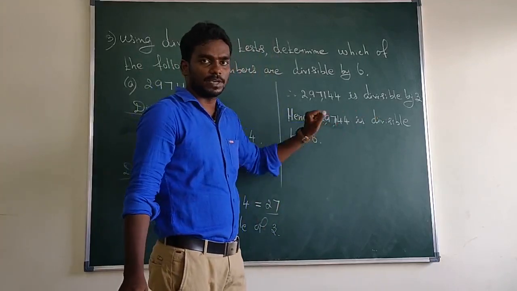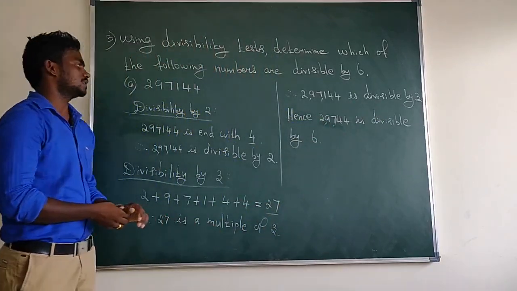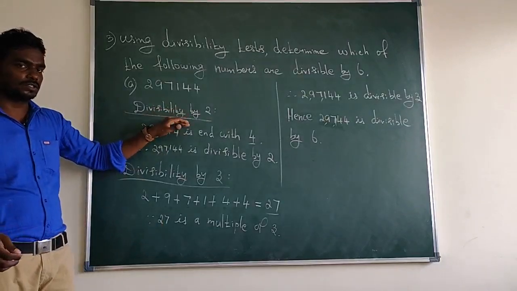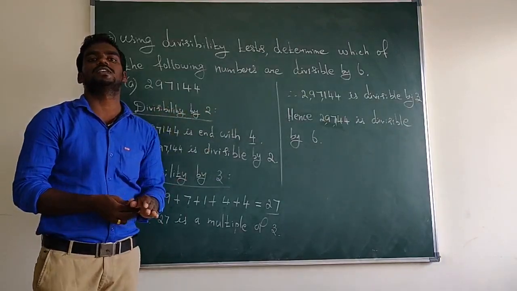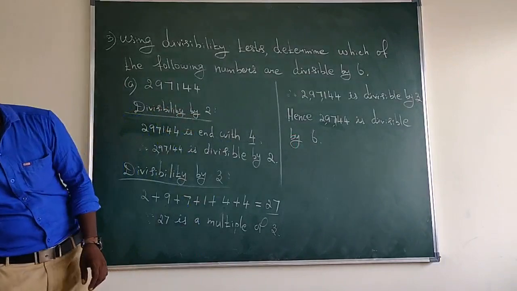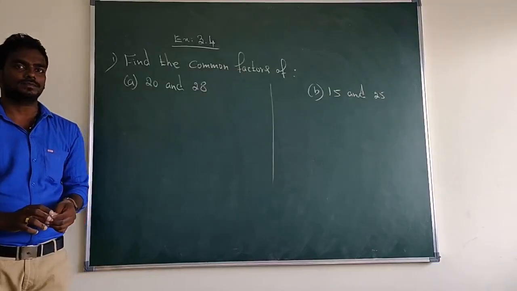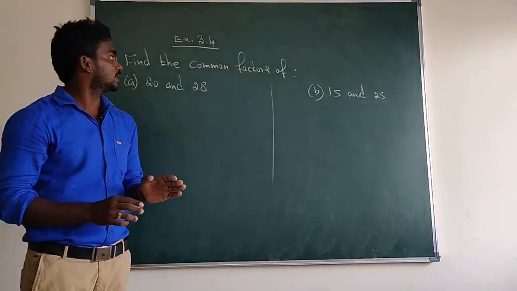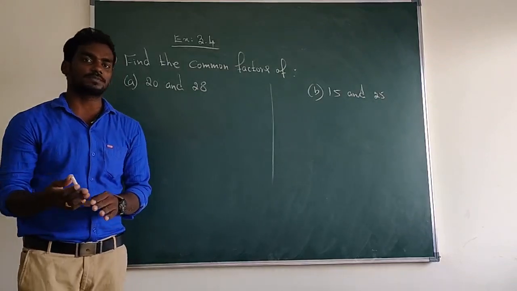297,144 is divisible by 6. How to check this? If a number is divisible by both 2 and 3, it is also divisible by the number 6. So our exercise 3.3 is completed. You will do the remaining sums as homework.